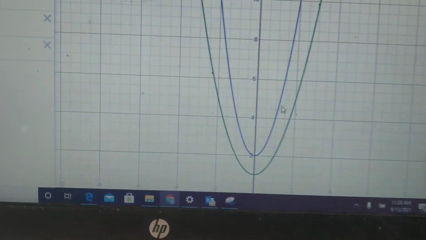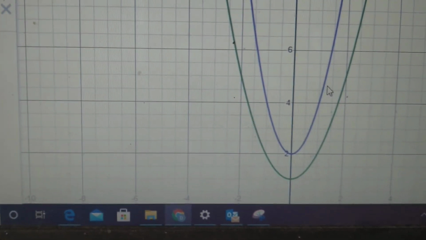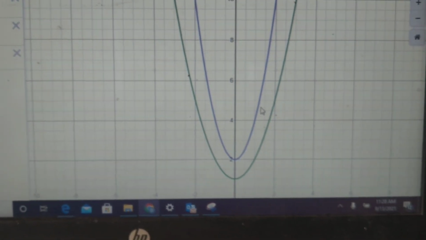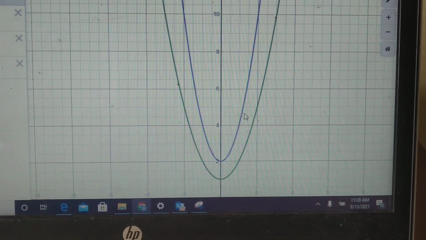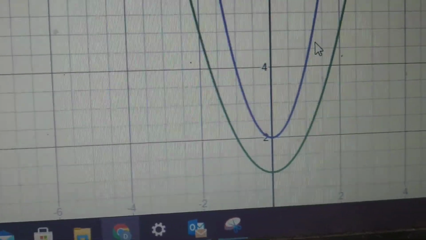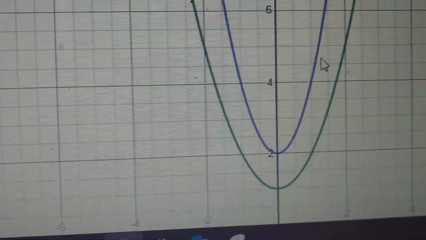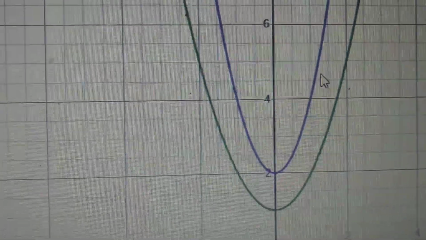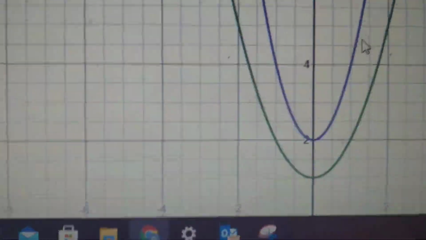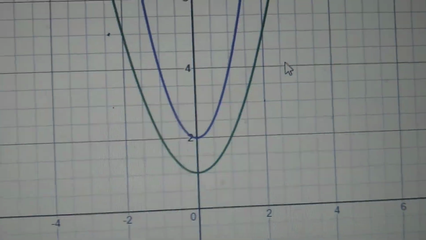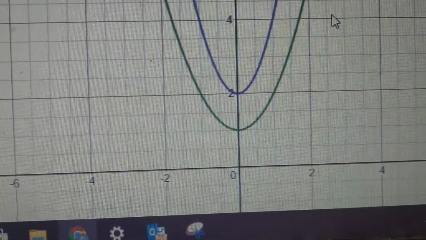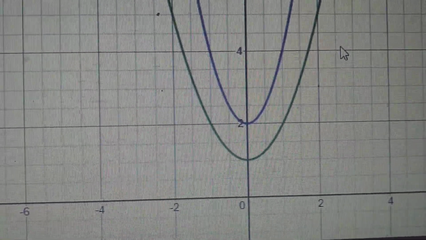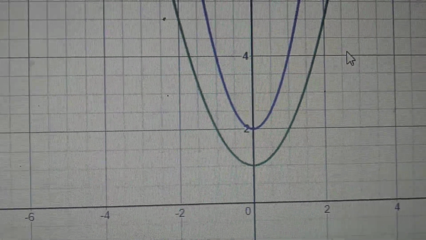And the original graph is the green one, and the stretched one is the purple one. And really, another point I'm trying to make, hopefully I'm doing an okay job of it, is that the scale factor is considered to be in relation to the x-axis. So if you notice, the original equation, which is the green one, is just 1 unit above the x-axis.